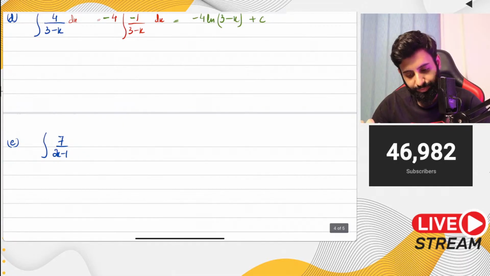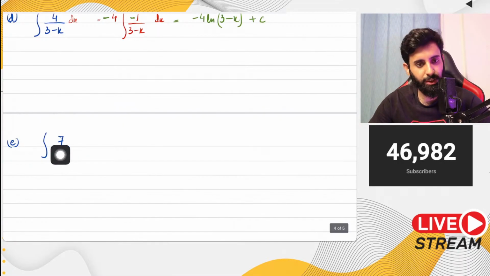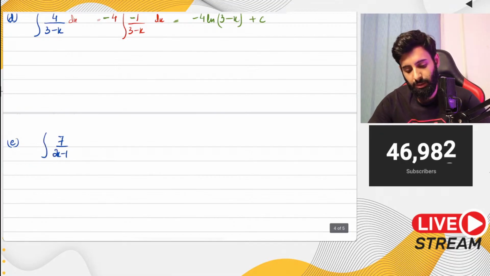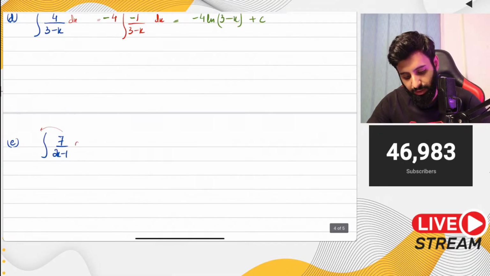practice is that you first make sure that the numerator is 1. So how will you make sure that the numerator is 1? You'll take the 7 outside. So if you take the 7 outside, this is what you're looking at, 1 upon 2x minus 1.